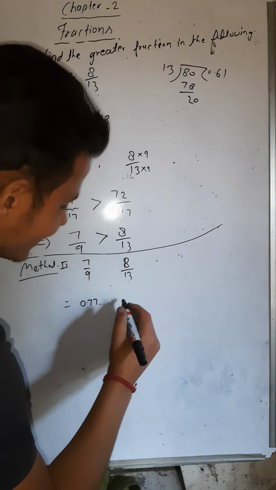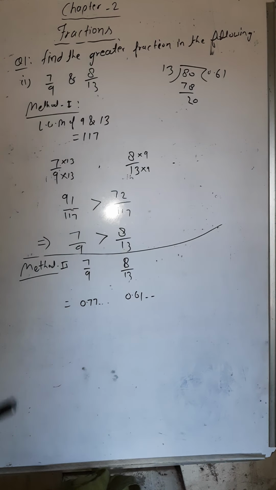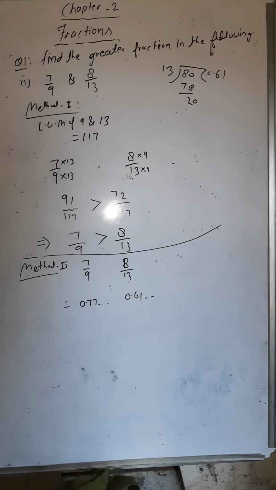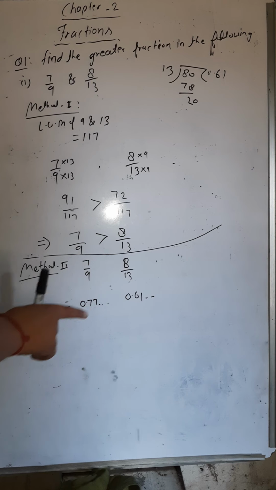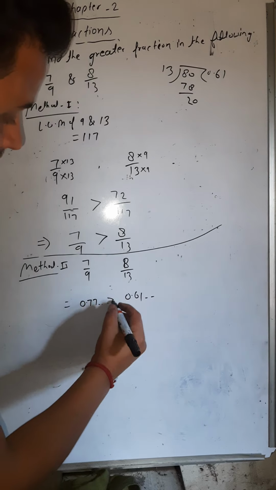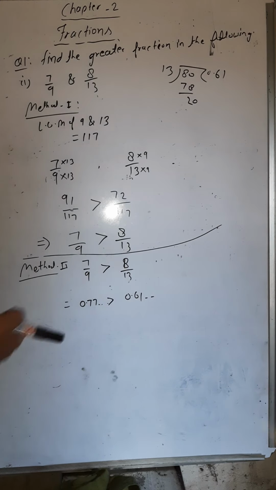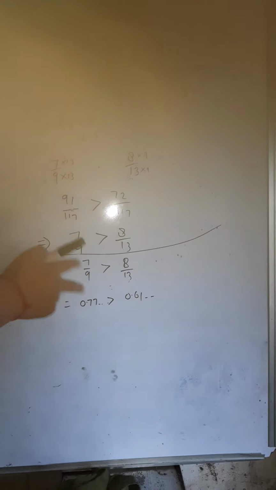It means 0.61 is coming. So you just tell me whether 0.77 will be greater or 0.61 will be greater. Definitely 0.77 will be greater, because here after the decimal the first digit is 7, and here after the decimal the first digit is 6. So this one will be greater. Straightaway you can say 7 by 9 is greater than 8 by 13. So it's a 2-line question, 2-line answer.